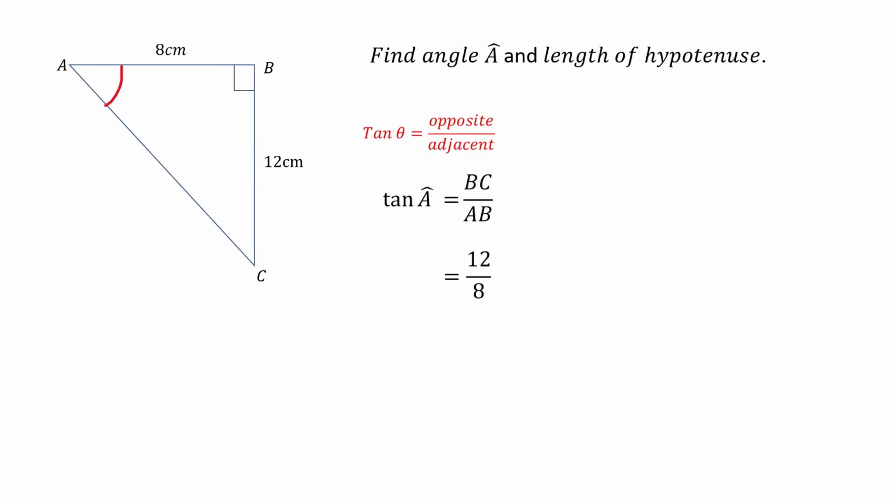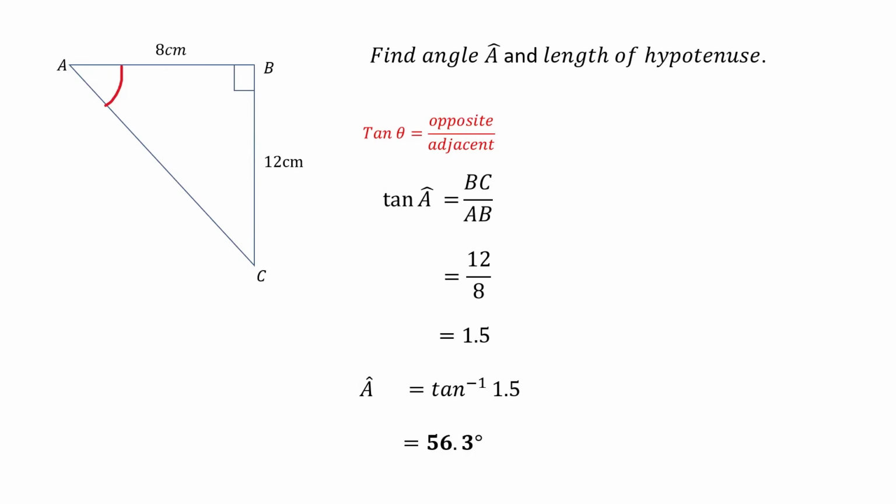Let's substitute those values. 12 divided by 8, so we get 1.5. Now we need to find angle A. We have to use our scientific calculator and find the inverse of tan. So tan inverse, and you type 1.5 in the calculator. Then the answer will be 56.3 degrees. So the answer for angle A is 56.3.